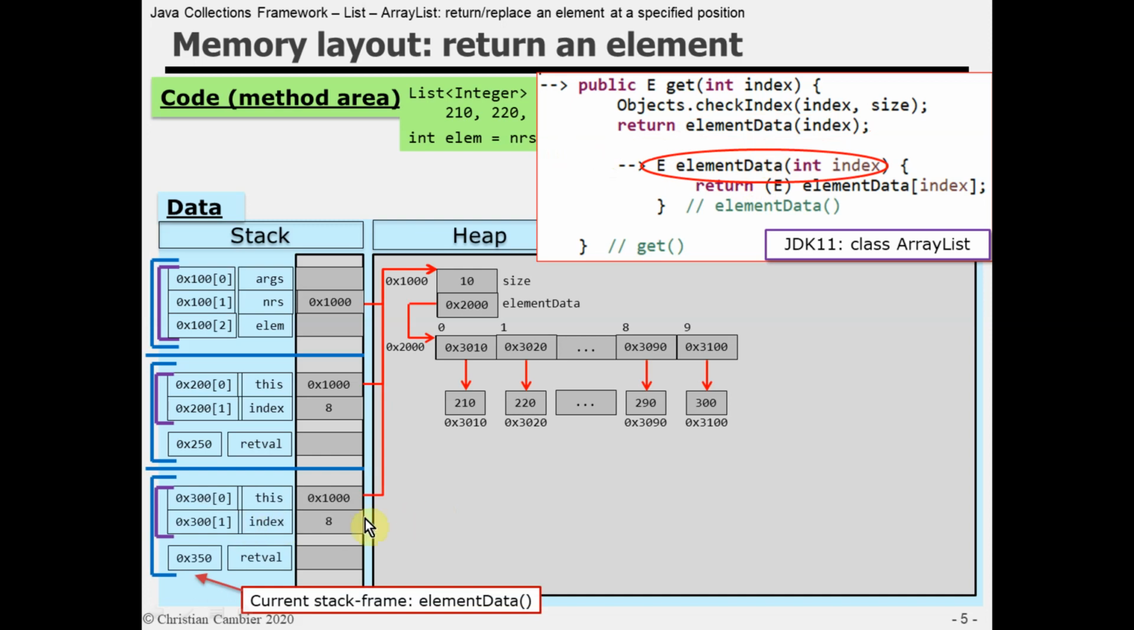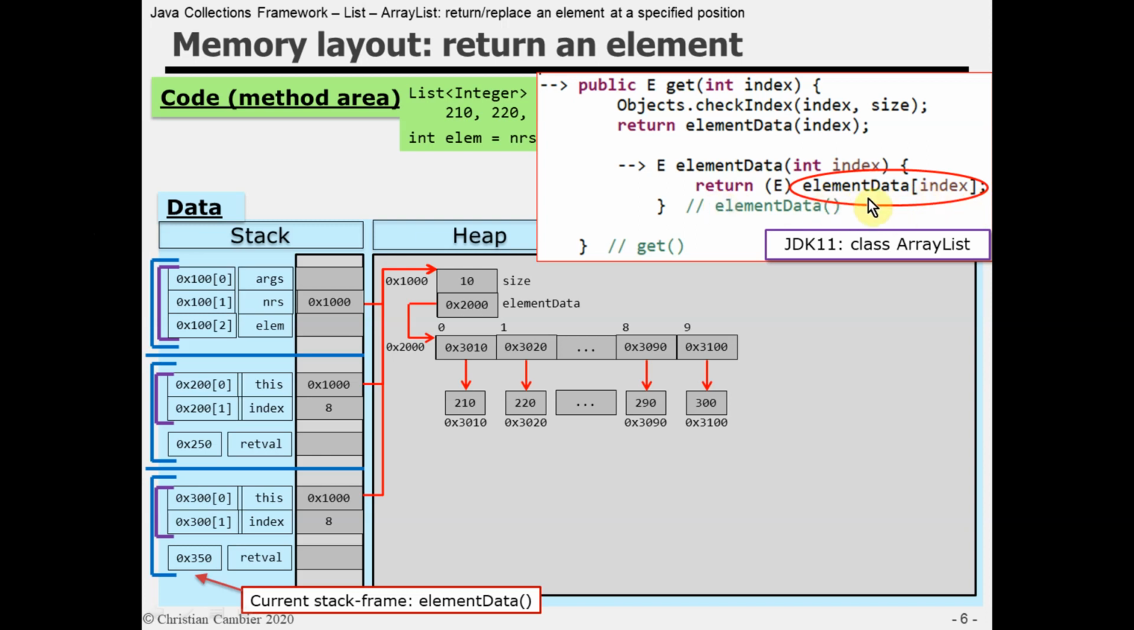So I have the this pointer, and then my index is passed along, 8. Then the implementation: return elementData[index]. Note the difference with the invocation of the method. Same name, but here we are using round brackets. So this is a method invocation, this is array indexing. So don't be confused with this notation.